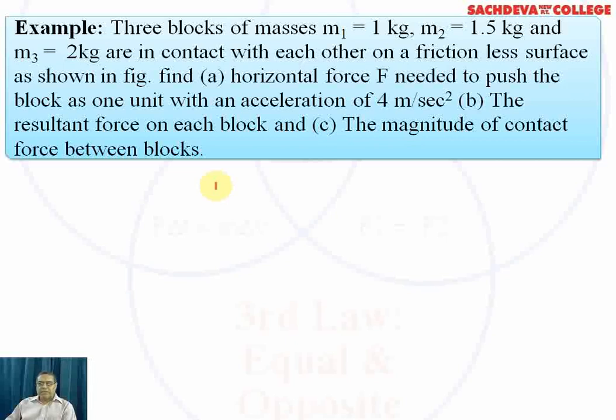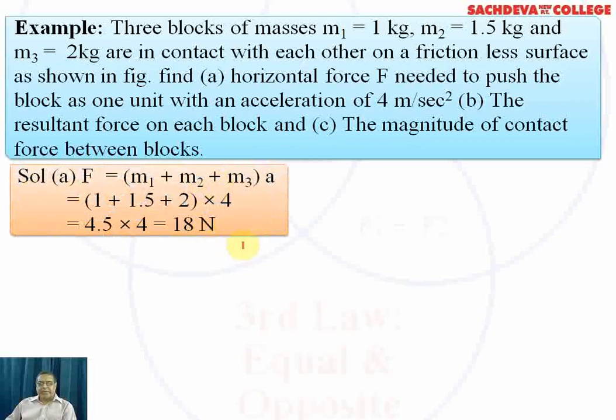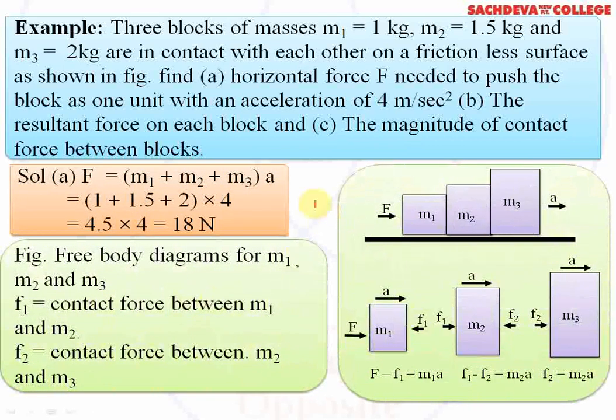Now, the three masses are given and it is written that the surface is frictionless. This concept is shown in the figure. In the first part, that is part A, find the horizontal force F needed to push the blocks as one unit with an acceleration of 4 meters per second squared. So we find there are three masses, m1, m2, m3. Masses are scalars, so we add them scalarly. That is, we add m1 plus m2 plus m3 and multiply by acceleration a, because the whole system will move with acceleration a when force F is applied.